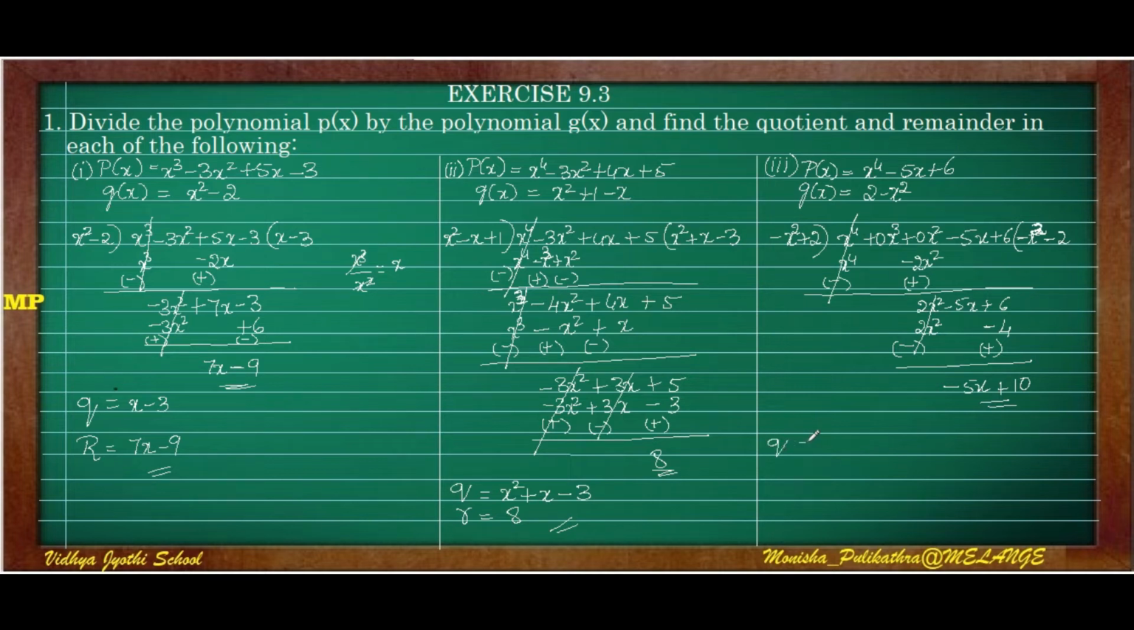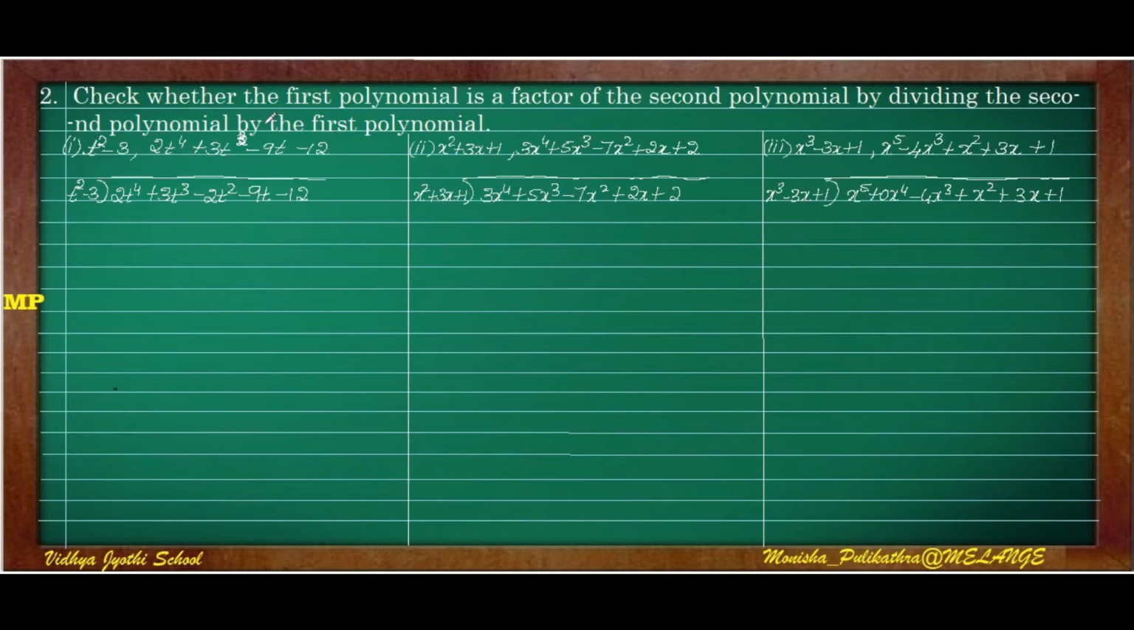So here the quotient is minus x square minus 2 and the remainder is minus 5x plus 10. So this is the way of doing polynomial division. I hope you understood this. Moving on to the second question of this session. It is also the same as the previous one, that is the division part.